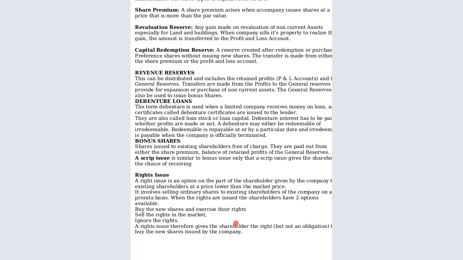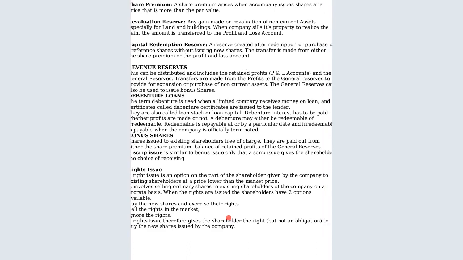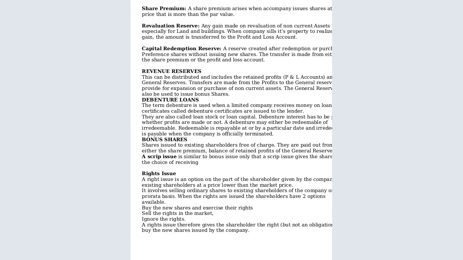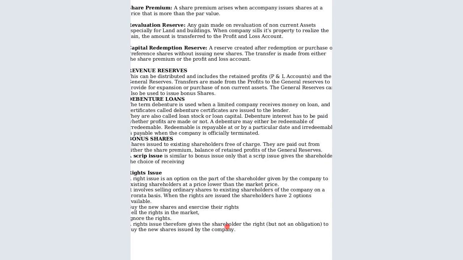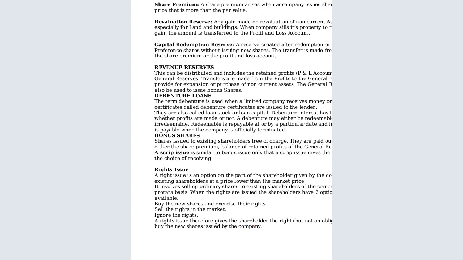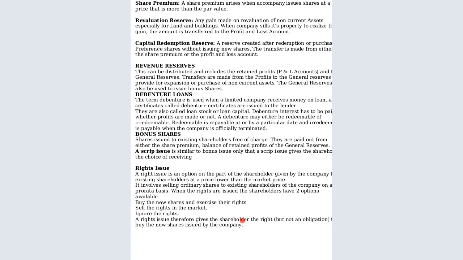So it is an option that is given to existing shareholders to buy shares at a lower price than the market price. That's why we are told it is an option on the part of the shareholder given by the company to existing shareholders at a price lower than the market price. So these shares are not for free, they are not bonus shares. It is an option given by the company to shareholders, informing them you can buy shares at a lower price than the market price. But now the shareholder has some options, even when they are given that option of buying shares at a lower price. We are told it involves selling ordinary shares to existing shareholders of the company on a pro rata basis. So forget about that. We are told when the rights are issued, the shareholders have two options.